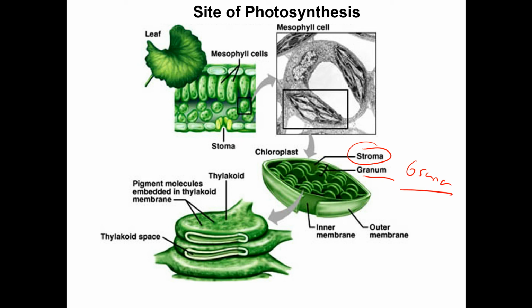And here, looking at your thylakoid, it's not just some empty sac. It has its own membrane, and in the membrane you have your pigment molecules, like chlorophyll. Your little chlorophyll pigment molecules are embedded in the membrane of the thylakoid. And then inside of this disc, you have this cavity, this lumen, that we refer to as the thylakoid space.